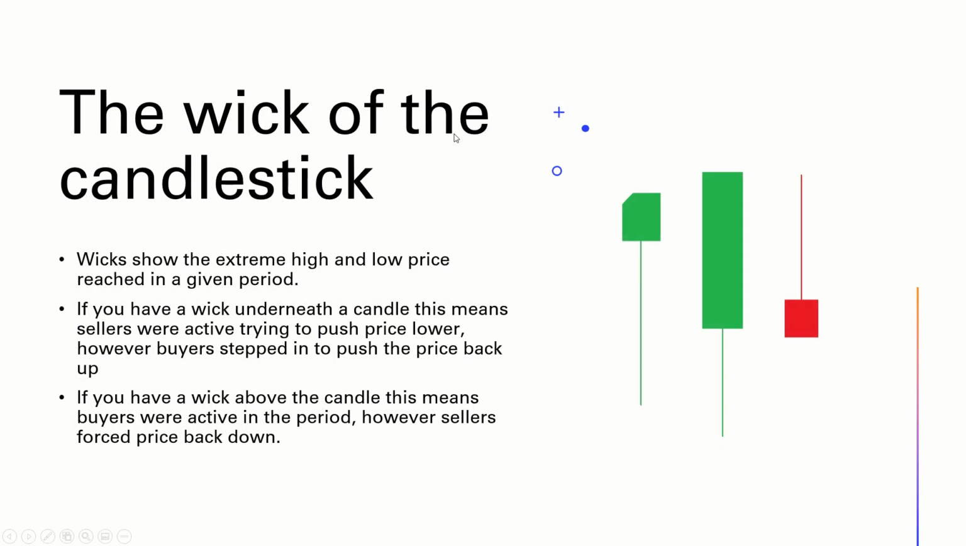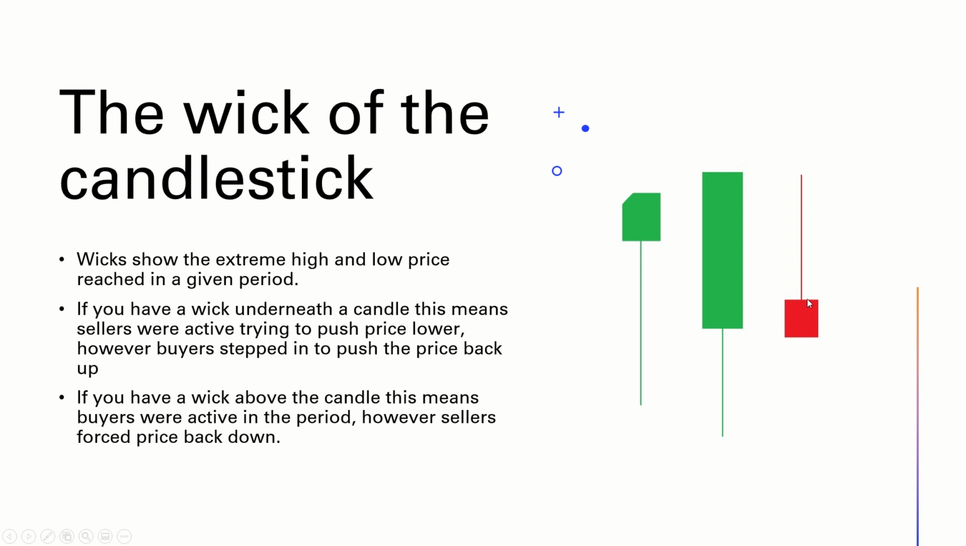So let's move on and let's have a look at the wicks of the candlestick. The wicks show us the extreme high and the lows reached in a given period. So for instance, take this one here. We don't have the upper wick, okay? But what we're seeing is a large lower wick. Now this tells us that during this trading period, if this was a day, this was the lowest price in that trading day. This was the highest trading price in that day and also the close of the day. This tells us here that sellers tried to push price higher, but buyers remained in control and the bulls won the day.